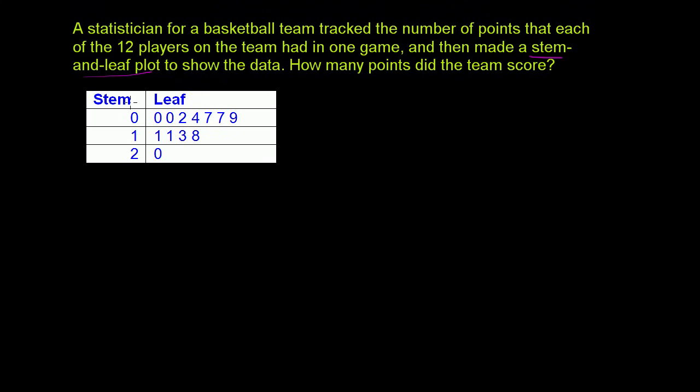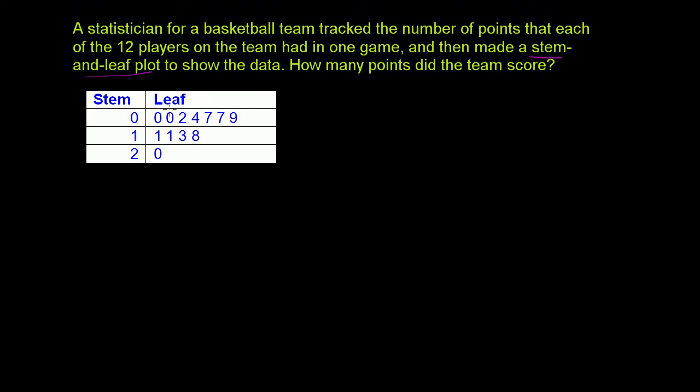When you first look at this plot, it seems a little hard to understand. Under stem, you have 0, 1, 2. Under leaf, you have all of these digits here. How does this relate to the number of points each player actually scored? The way to interpret a stem and leaf plot, at least the way this statistician used it, is that the leaf contains the ones digit of the number of points each player scored, and the stem contains the tens digits.